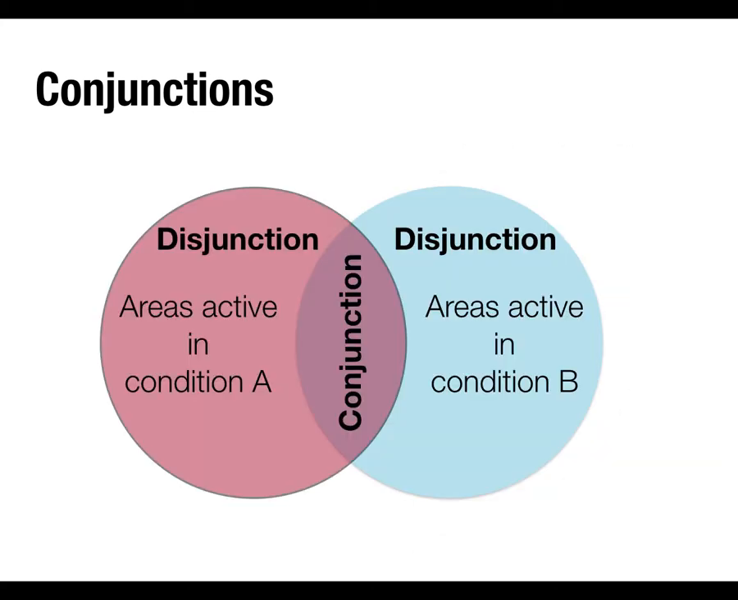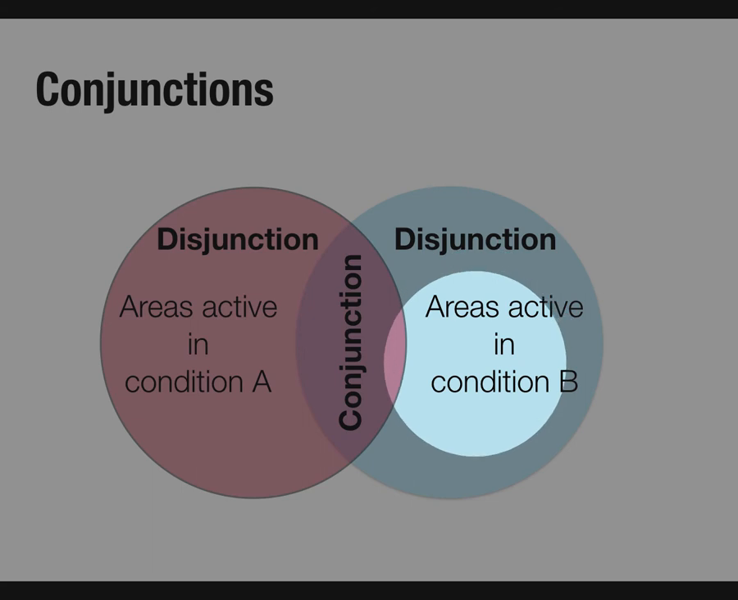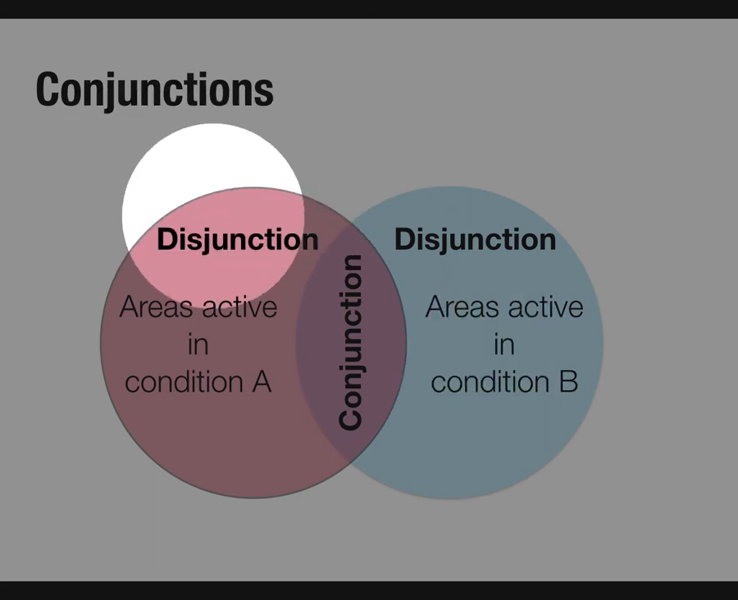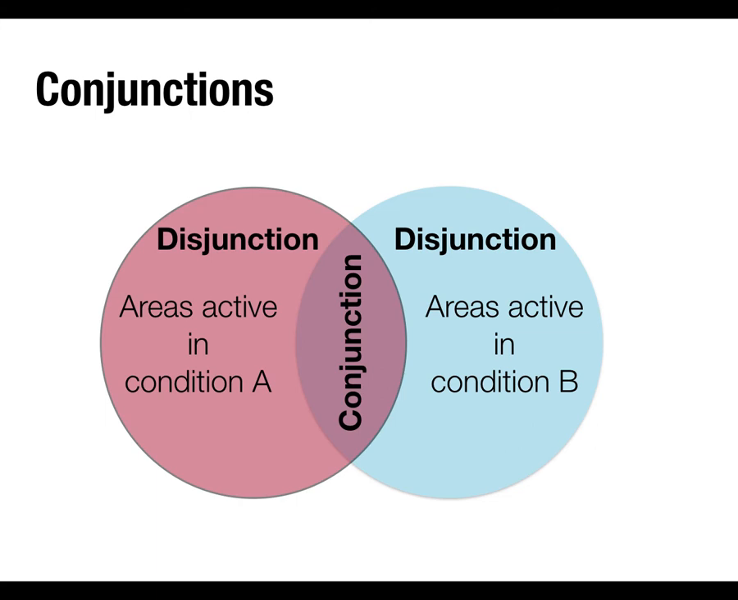So conceptually, you can think of conjunctions in terms of a Venn diagram. The conjunction is the overlap between the areas that are active in one condition or contrast and the areas in another. And then the disjunction, which is a little less commonly used but can be useful, is the areas that are unique to one or the other, but not in the overlap. So if you wanted to isolate what's specific to one condition and not in other conditions that might share some overlap in processing, that's where the disjunction analysis would be handy.